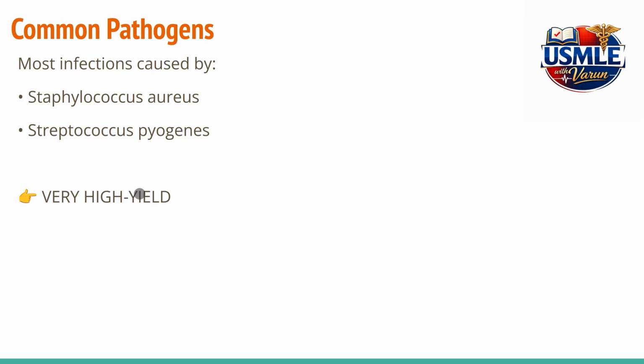Most bacterial skin infections are caused by two organisms. The first is Staphylococcus aureus, and the second one is Streptococcus pyogenes. These two organisms account for the majority of cases, and many questions can be solved simply by recognizing which one is more likely. Localized pus-forming infections usually suggest the possibility of Staphylococcus, whereas diffuse spreading infections usually suggest Streptococcus. So this distinction will be repeatedly coming up.